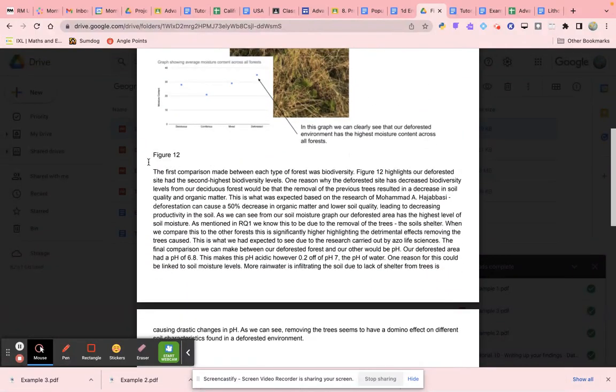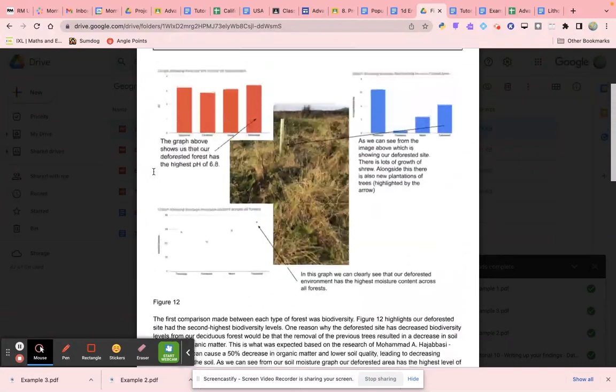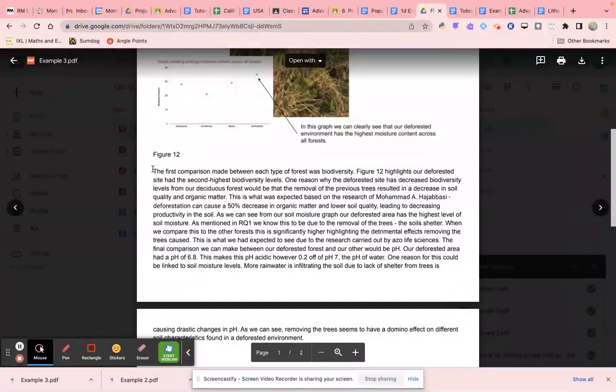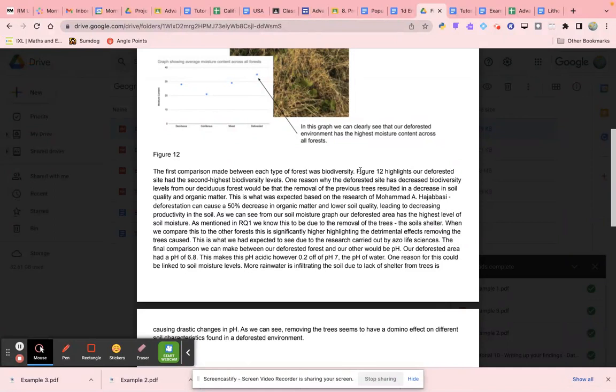In terms of the analysis, for figure 12, we get told about some information. So figure 12 highlights, so here we can see what figure 12 shows. Here we've got some explanation for why it does that. Here we've got some explicit linking to background research, some theory, okay, that is what is expected. And they clearly then link it to whether what was expected in theory is linked or not, because they say this is what is expected based on the theory.